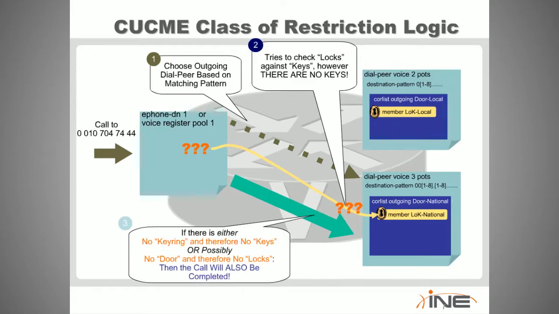And believe it or not, the call will be completed. So here's the exception to the rule that we just went over. If there is either one of the two... Obviously, if both of these exceptions are true, then that would just be no configuration at all. So we know that things work with no CoR configuration. But if there is either no key ring on the inbound dial peer, and therefore no keys, or no door on the outbound dial peer, whichever one is chosen, and therefore no locks, then the call will be completed.